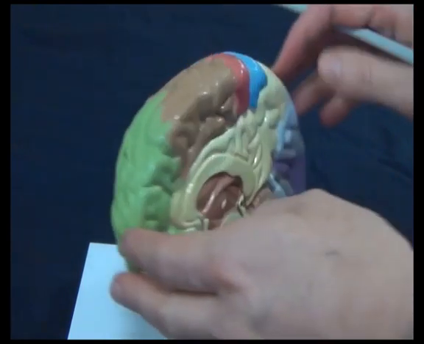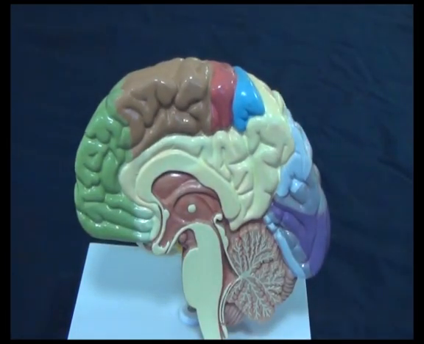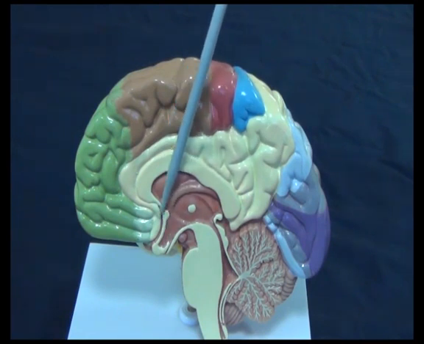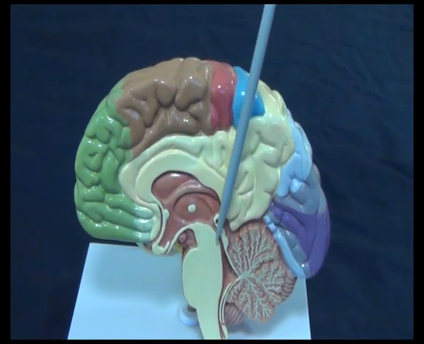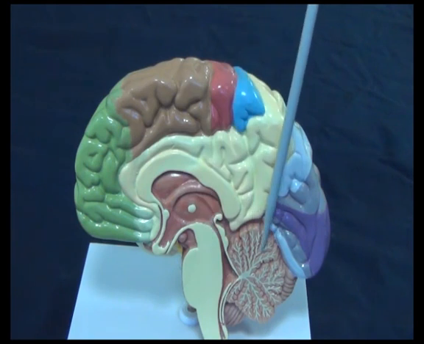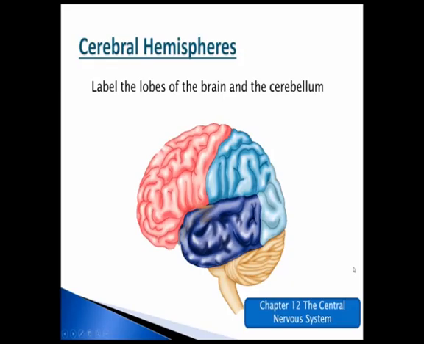So turning the brain around again, we can identify particular regions of the brain: the thalamus, the hypothalamus, brain stem, comprised of 3 segments, and the cerebellum. So now that you've seen the model of the brain, you can take the time to label the lobes of the brain and the cerebellum on this diagram in your notes.